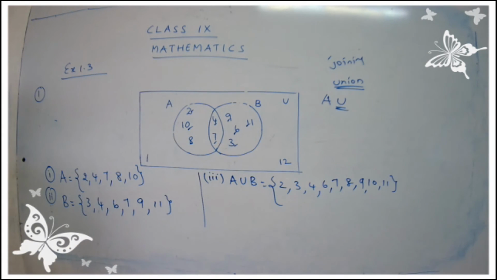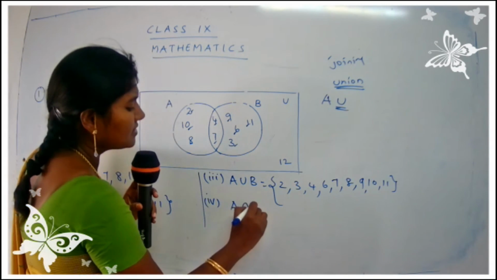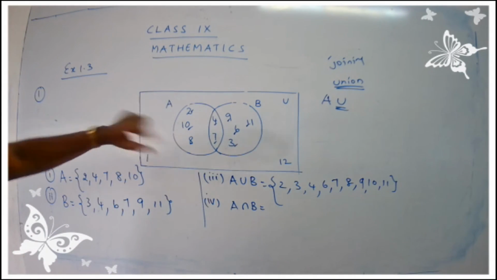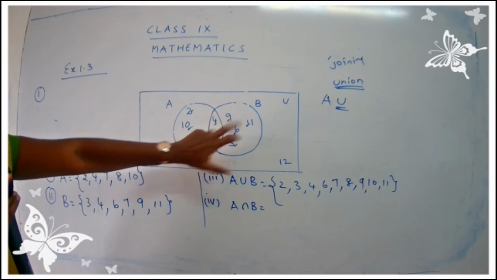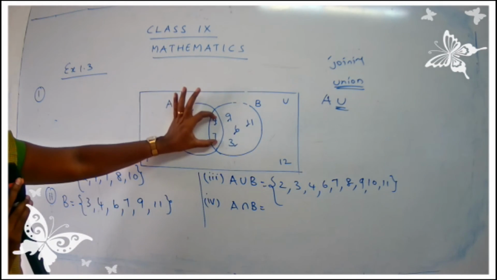Now let's go for the fourth subpart. What is the fourth subpart, children? A intersection B. This is a very, very easy answer. By looking at the figure, we can say the answer directly. What is common for A and B here? See, this number is common. 4 and 7 are common.